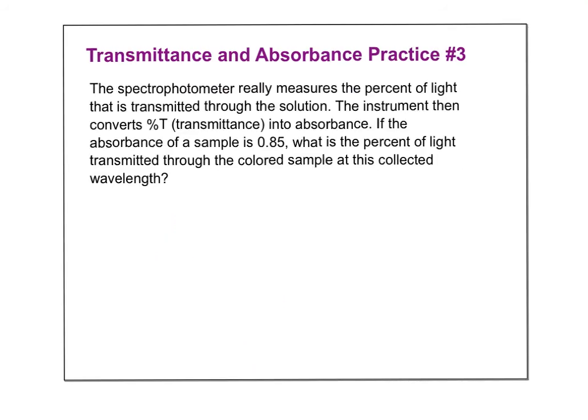All right, here's where we can actually use that new equation. A spectrophotometer really measures the percent of light that is transmitted through the solution. The instrument then converts percent transmittance into absorbance. If the absorbance of a sample is 0.85, what percent of the light is transmitted? So we want to find the percent transmittance, and we know that absorbance is equal to the negative log, and that's the log base 10, of the transmittance. So I want you to try, and then I'll show you the answer.